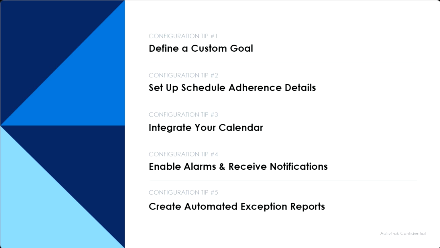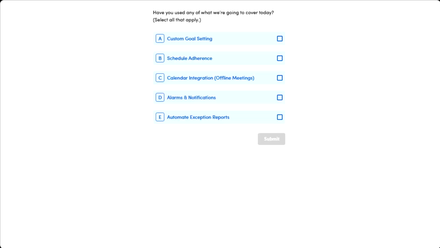And then I'll pass it over to Jose and we'll start talking about alarms, notifications, and creating some automated exception reports. Lots of good things. Obviously, this is not comprehensive of every way you can configure ActivTrak, but it's a really good start. So let's get going. Okay, we're going to start with a quick poll.